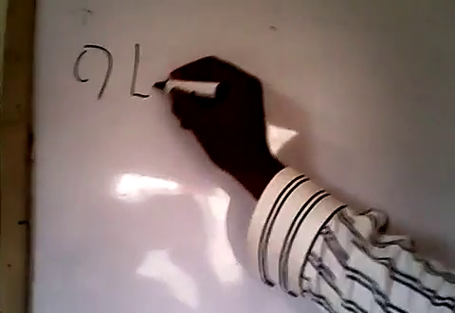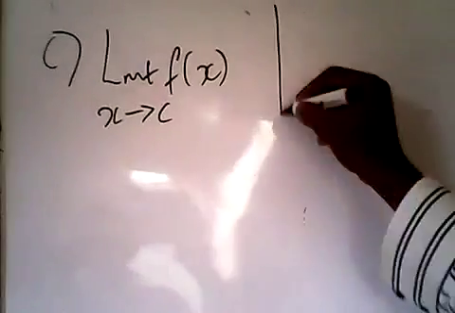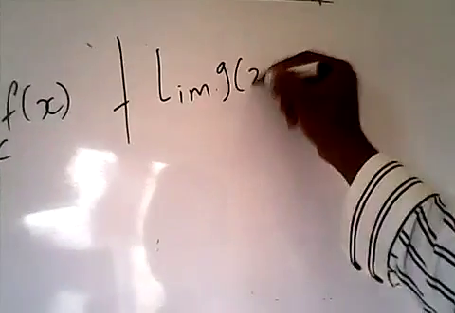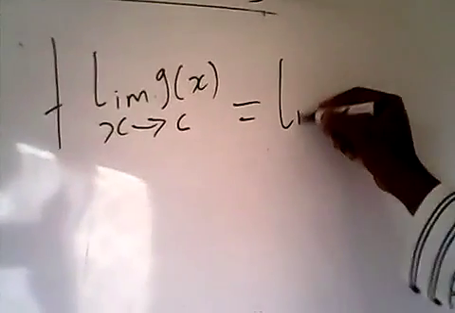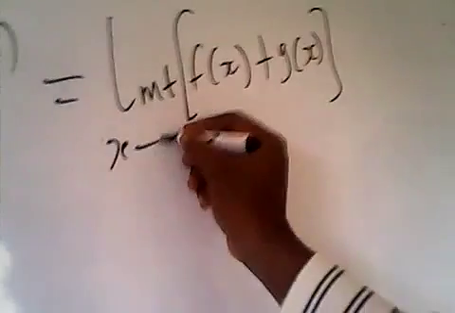Now we have another type. We have like 6 or 7 types. Now let's take number 3. That one is when we try to sum 2 or more limit functions. So if we have limit f of x as x tends to c plus limit of, let's take g of x as another function, as x tends to c. That will add up to limit of f of x plus g of x as x tends to c.